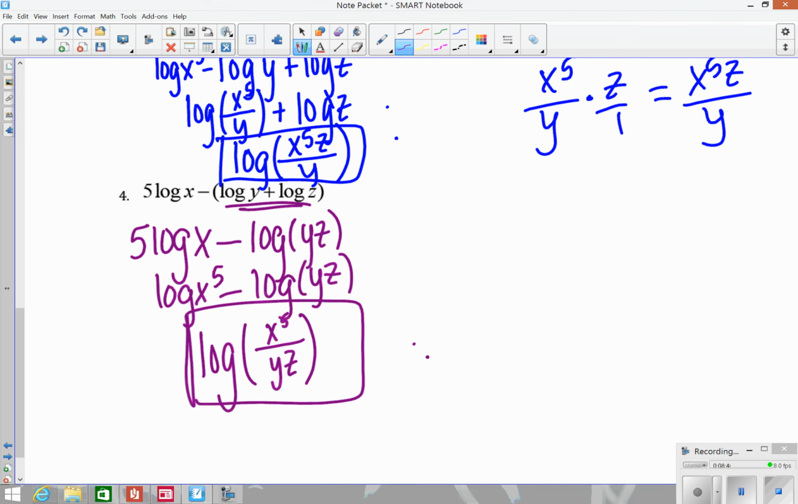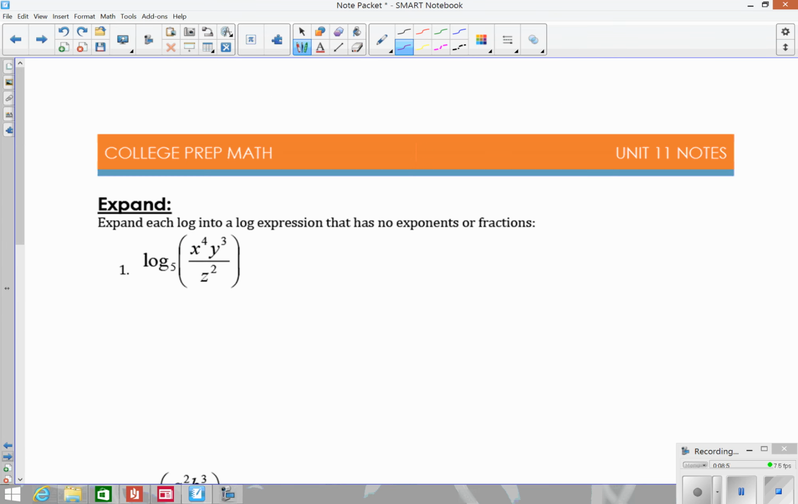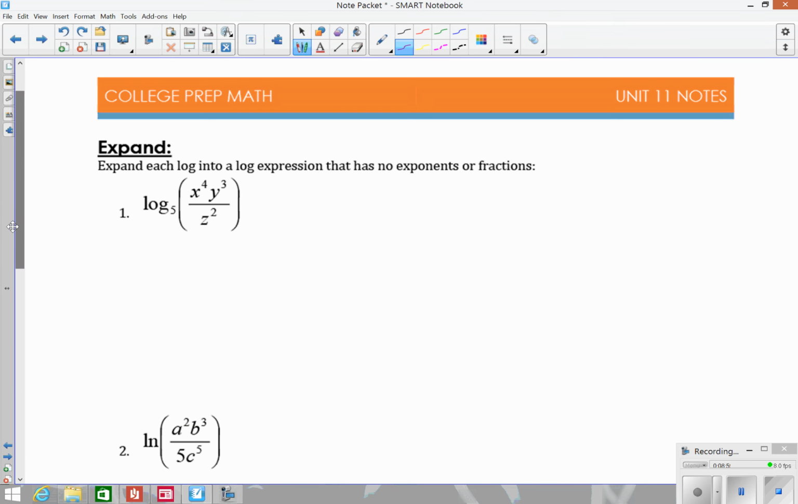So just remember, follow the order, and if they're at the same level, like multiplying and dividing or addition or subtraction, you just do them left to right. So then the next set of problems that we want to look at is expanding. Basically, if you look, these have been condensed, and now I'm going to expand it.